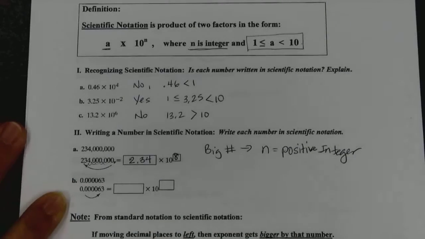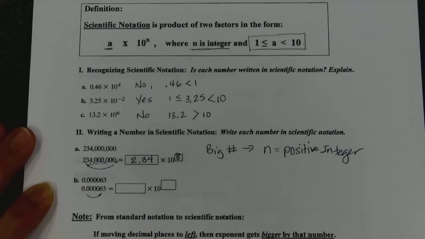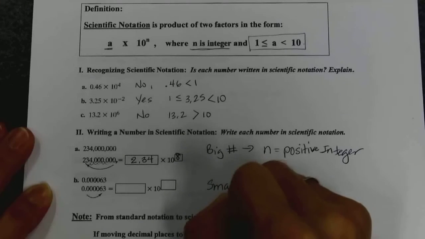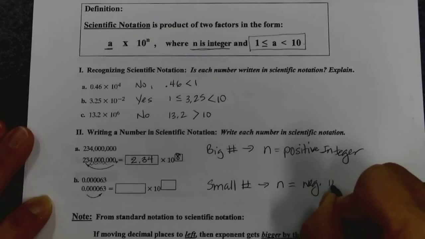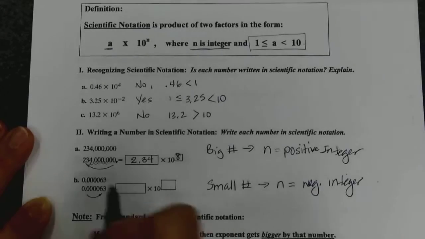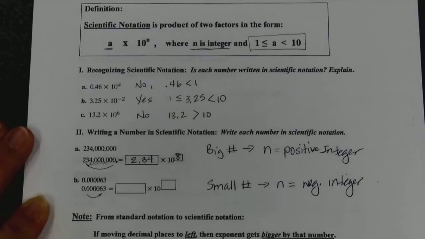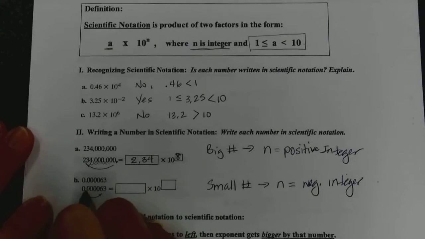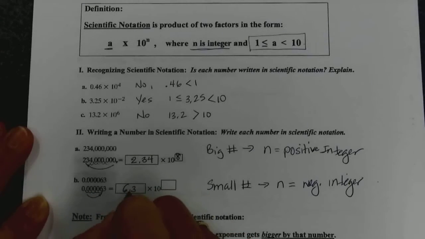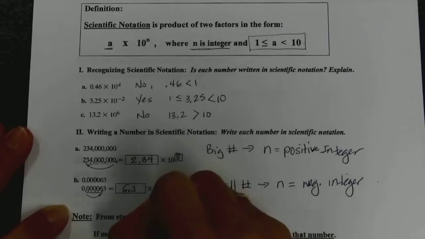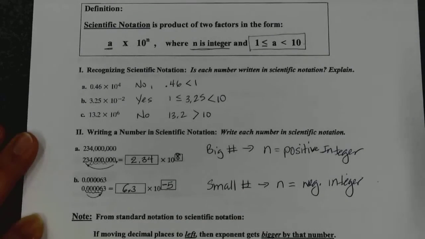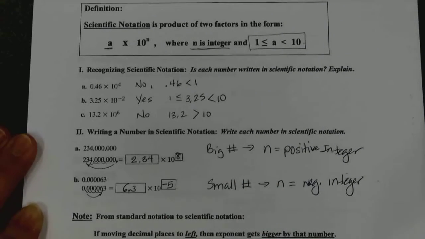Now, if you notice, this is a very small number, 0.00063. Small numbers tell us that the n has to be a negative integer. Same thing, we're going to move the decimal until we make the number between 1 and 10. In this case, we move it over 1, 2, 3, 4, and we make it 6.3, and 6.3 is between 1 and 10. Since we moved it 4 spaces, this is going to become negative 4. So 10 to the negative 4th power is the scientific notation form of that small number.